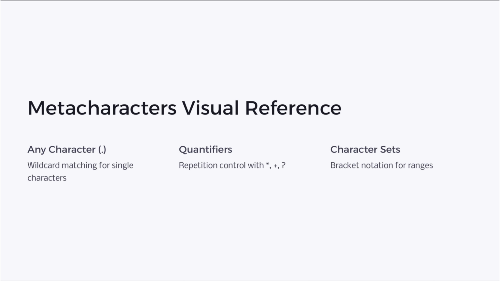Meta characters like the dot match any single character except newline. Quantifiers such as asterisk, plus, and question mark control repetition, allowing for 0 or more, 1 or more, and 0 or 1 occurrences, respectively. Character sets, defined with brackets, specify ranges or specific characters to match, enhancing pattern flexibility.